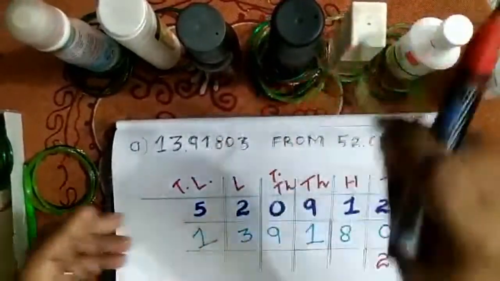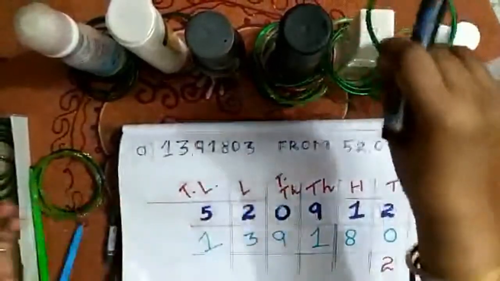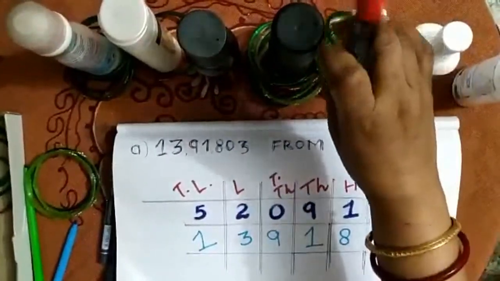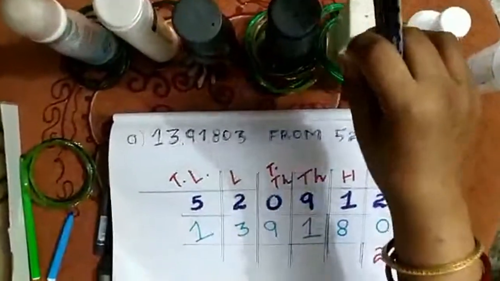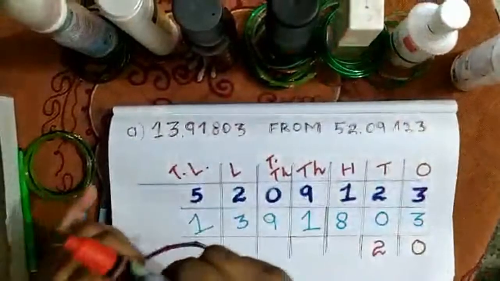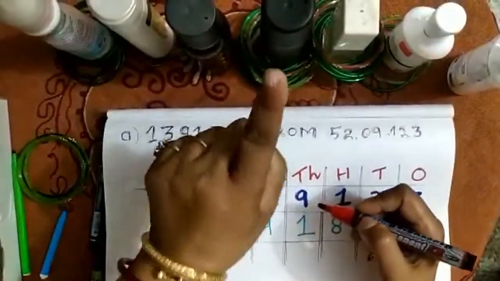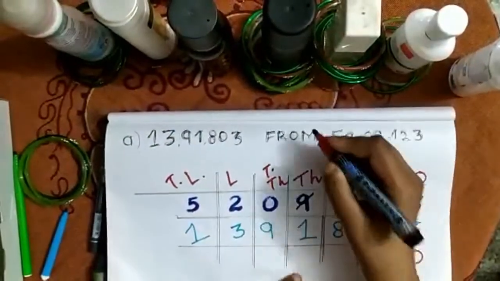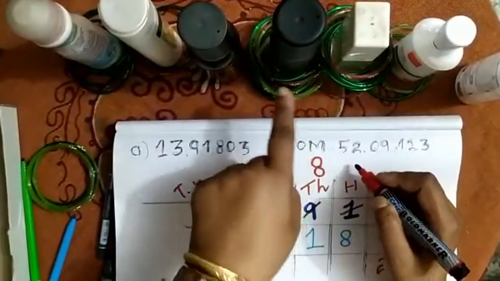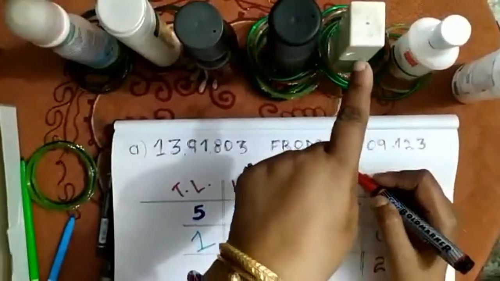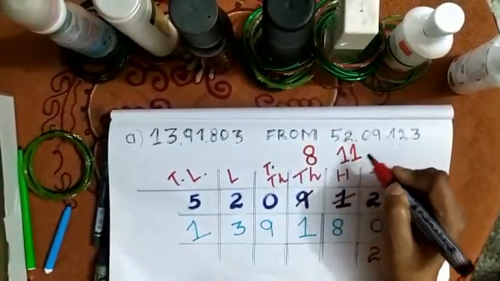1, 2, 3, 4, 5, 6, 7, 8, 9, 10. Correct? Now let's see. I have borrowed 1000 from 9000, so this will become 8, and this 100 will become 1000. 1000 will convert into 100s: 10 plus 1, it is 1100. Now let's see.